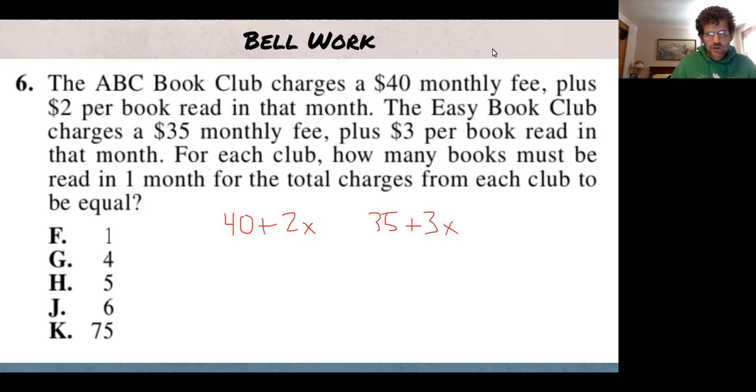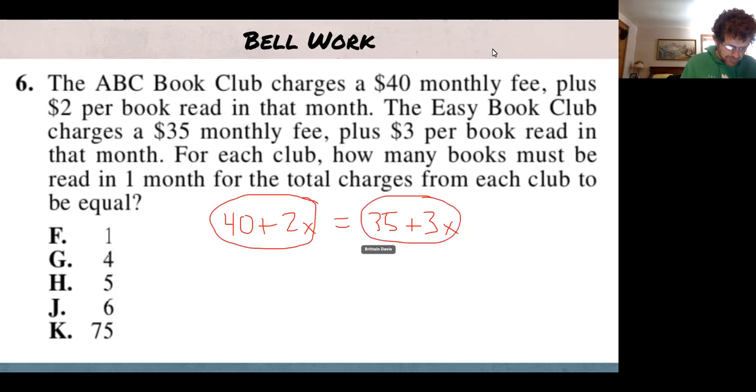So the way that we figure out where that number is, we just take these two different expressions and we set them equal to each other. What value of X will make the cost of ABC Book Club be the same as the Easy Book Club? So if we set them equal, we can just solve it from here and find that out. So I will go and do that.